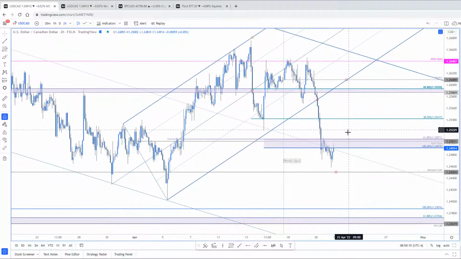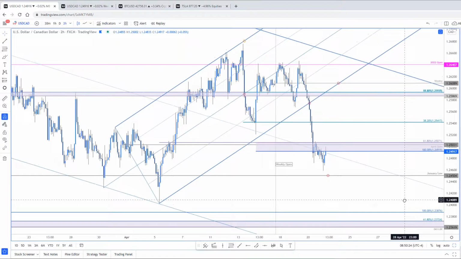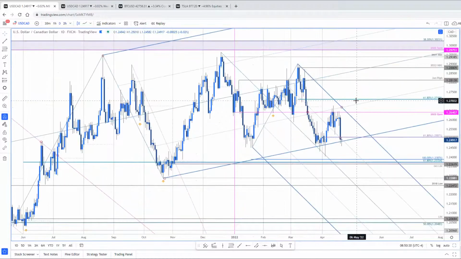So, possibility for some kickback on dollar CAD, some back and forth here. Don't want to see anything above 2540. On the downside, 2450 on the opposite side, and 2380s are your next levels of significance on the downside.